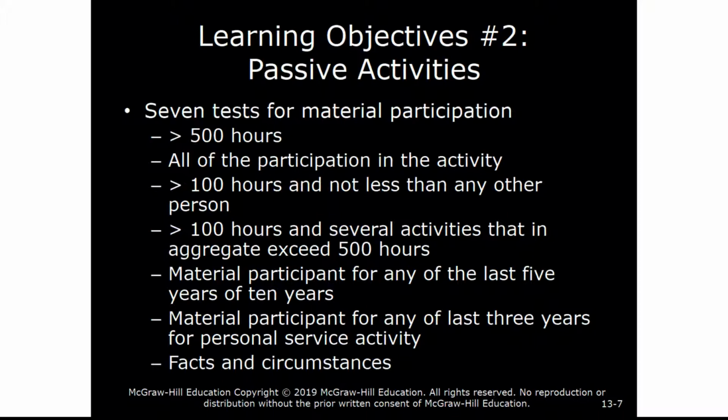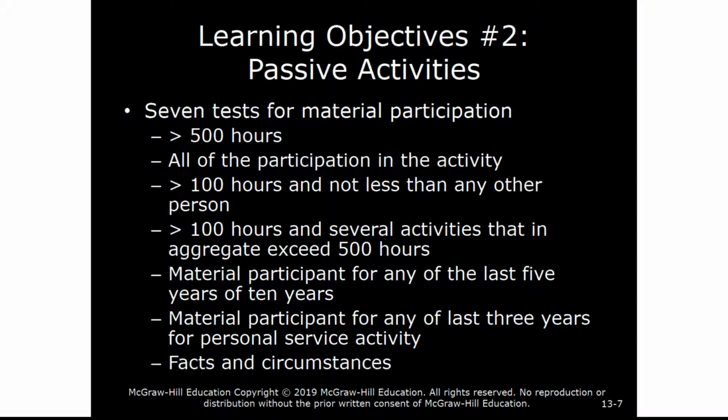100 hours and several activities that aggregate to exceed 500, so you have several passive activities that may on their own be passive but are aggregated together and accumulate to more than 500 hours, then it is a material participation and therefore not a passive activity. And then there are 3 additional categories or tests that are used, and if any one of these are passed, then the activity is material participation and not subject to the at-risk and passive activity loss rules.